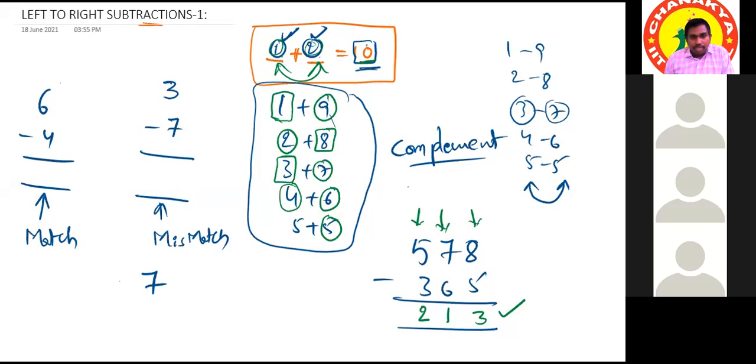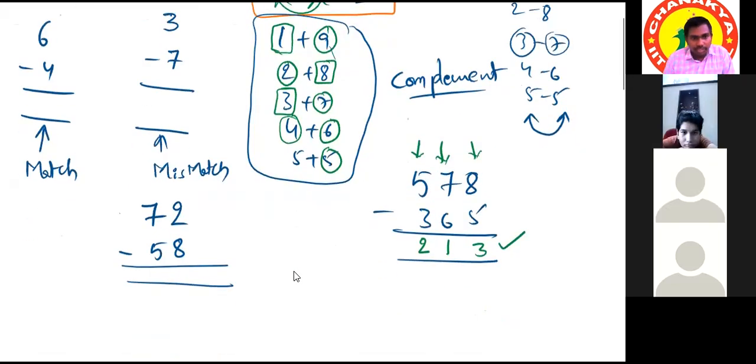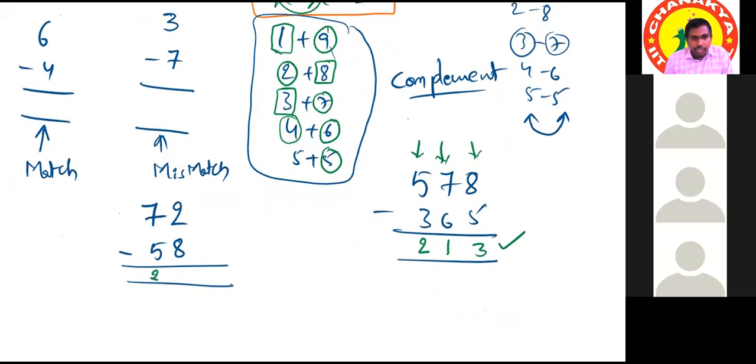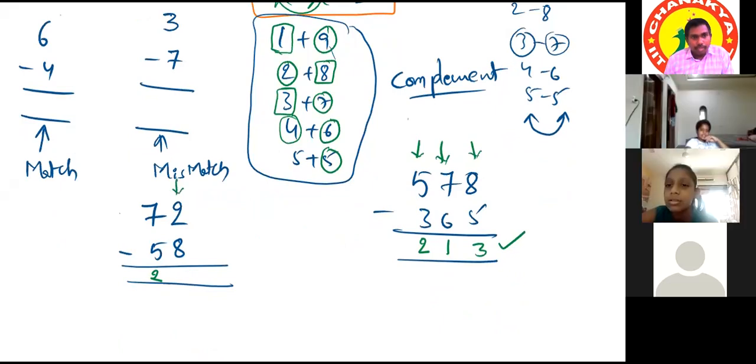Okay, okay. Some 72 minus 58. See how to solve this question. Observe this carefully. Don't speak anyone. Just observe this carefully. 7 minus 5 is 2. Yeah, don't speak. Just listen to me. 7 minus 5 is actually 2. But next is a match or mismatch? Next column. Sir, it is mismatch.